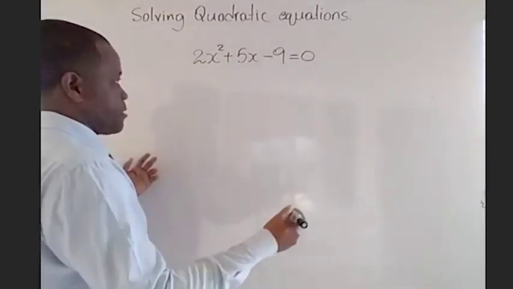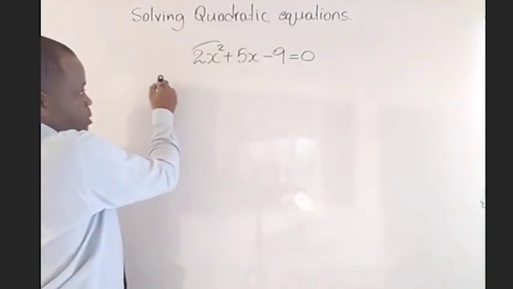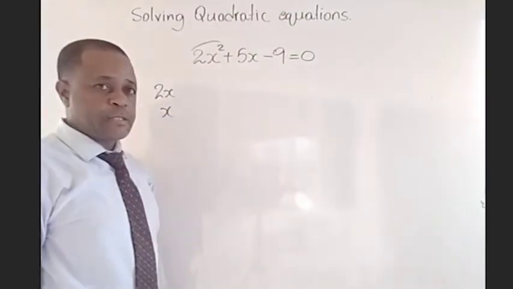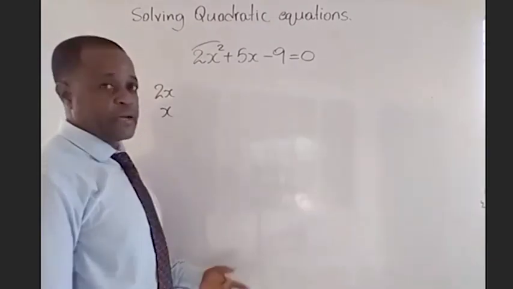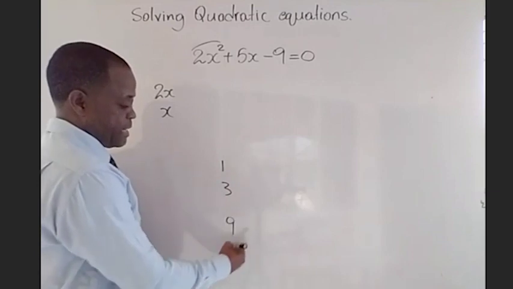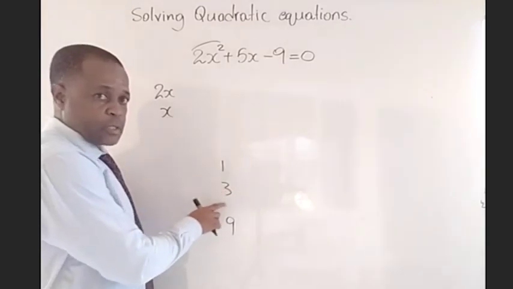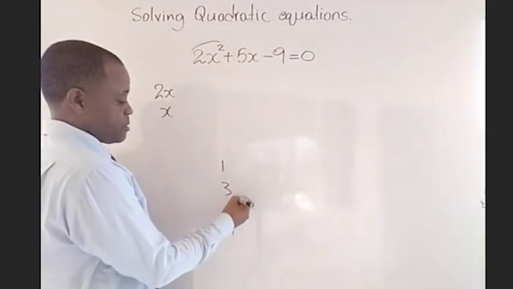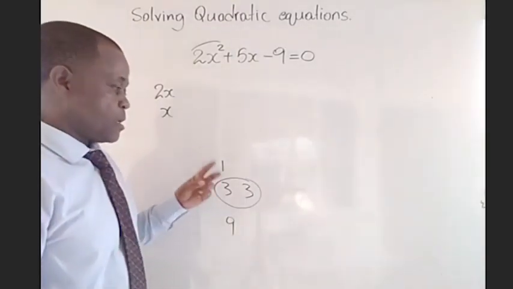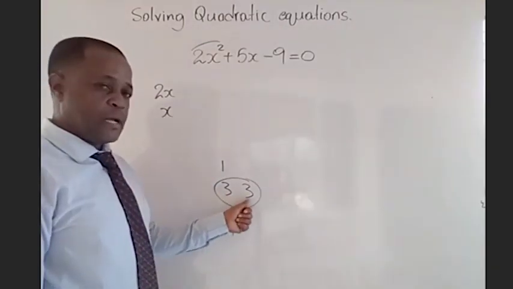So let's try. Now we have to find factors of that term. So it's going to be 2x and x. We need now to find factors of 9. So the factors of 9 could be 1, 3, and 9. Good? We could also double this factor, so it could be 3, 3. Now, the combinations that we can actually use would be 1 and 9 or 3 and 3.